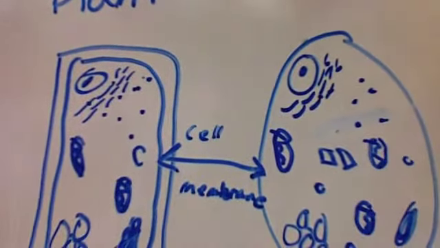Cell membrane. Here's an example. The cell membrane controls what goes in and out of the cell. It has a phospholipid bilayer, and it's basically like a toll booth. It belongs to both plant and animal cells.